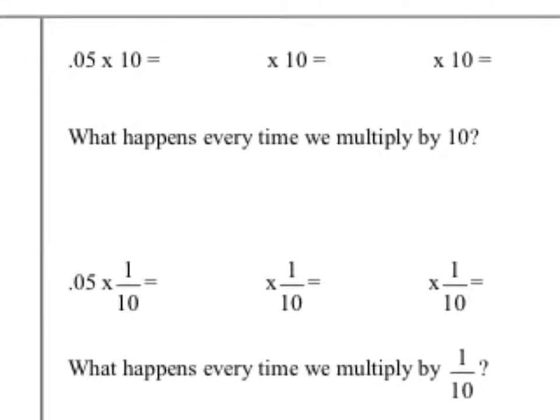So let's come over here. This is kind of where we're going to start to build that concept of what scientific notation is. I have 0.05 times 10. Everybody go ahead and do it on your paper. 0.05 times 10.